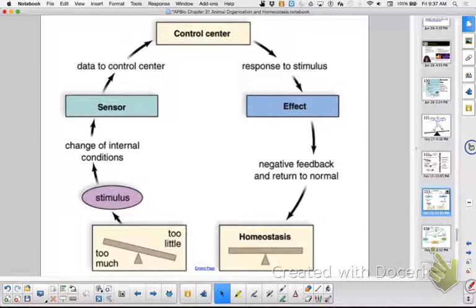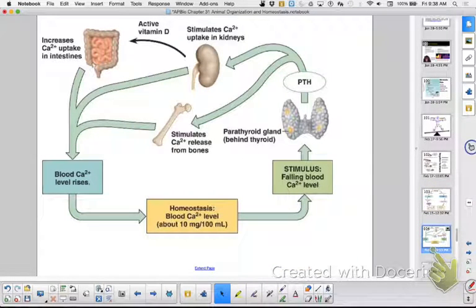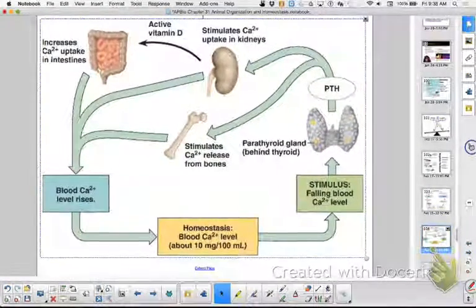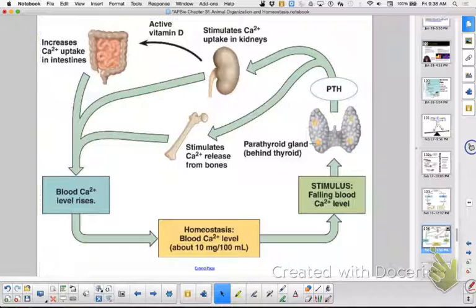Okay? Blood glucose levels. Blue, you just went, right? I think I'm going to give you calcium levels actually right now. Slate, your turn. Start right here. Stimulus: falling blood calcium levels. PTH stands for parathyroid hormone. There are 4 small glands that sit on your thyroid gland in your neck.